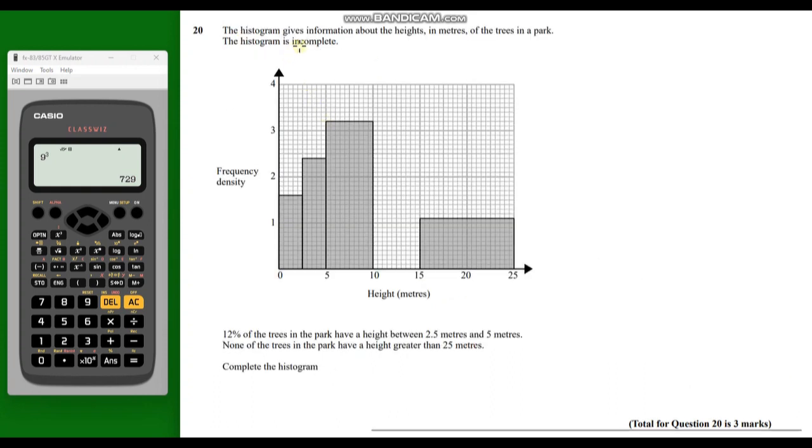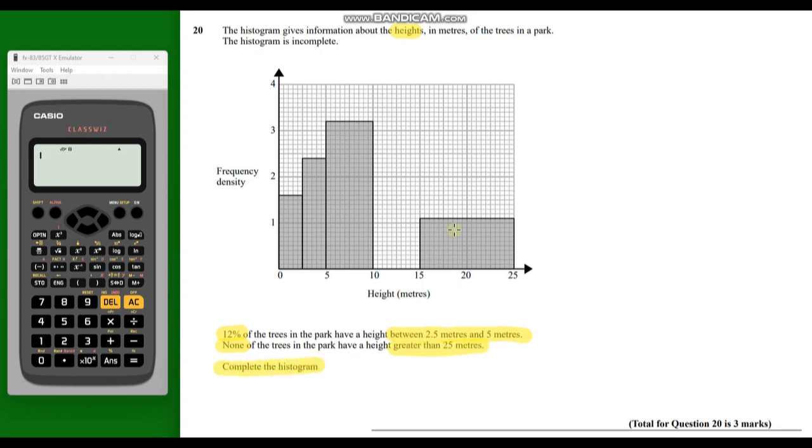Question 20. The histogram gives information about the heights in meters of the trees in a park. The histogram is incomplete, which we can see here. 12% of the trees in the park have a height between 2.5 metres and 5 metres, and none of the trees in the park have a height greater than 25 metres.